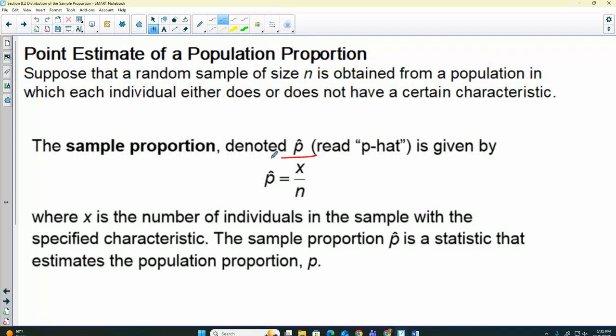That proportion is called P hat. It's P with a little hat over the top. And it's my sample proportion. It's saying in my sample, X would be the number of people that said they were in favor, N would be the number of people I talked to. Okay, so I could get that proportion for my group.